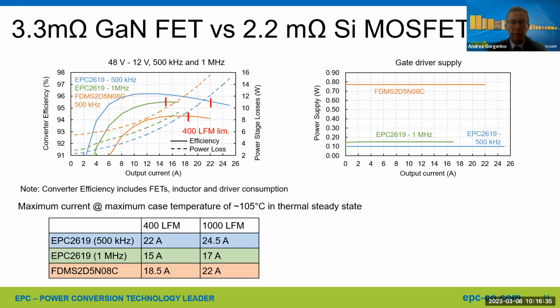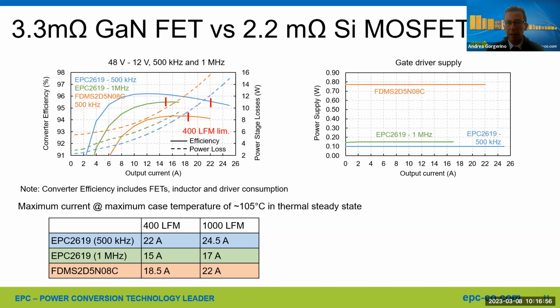So this is very impressive. Now, because it's so effective, we actually are able to run this also at 1 megahertz. That's the green curve that you see. The efficiency is still better than the silicon at 500 kilohertz, much better, I would say. And that's where you get the advantage of GaN. You can have higher efficiency and higher frequency at the same time.